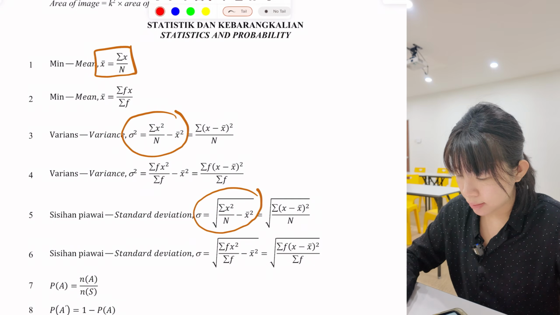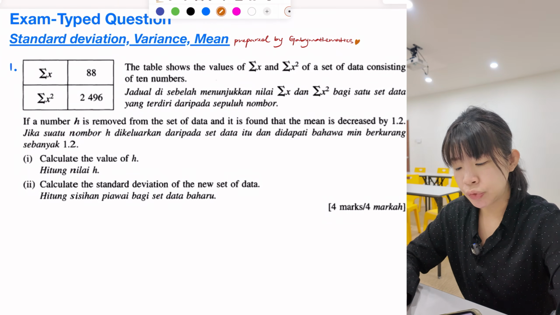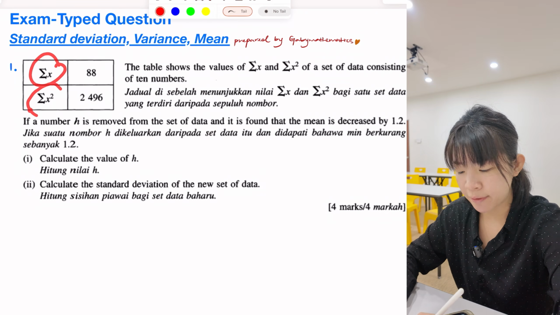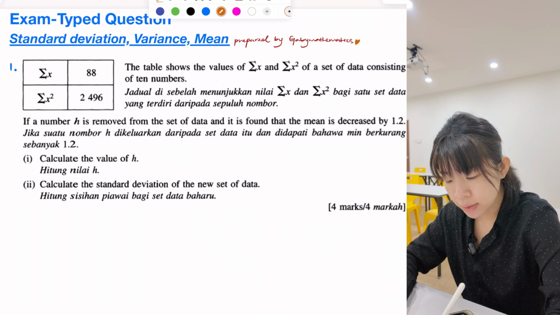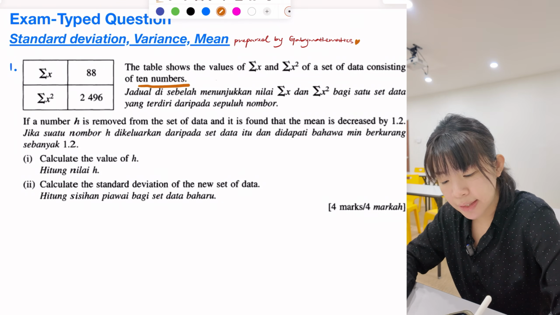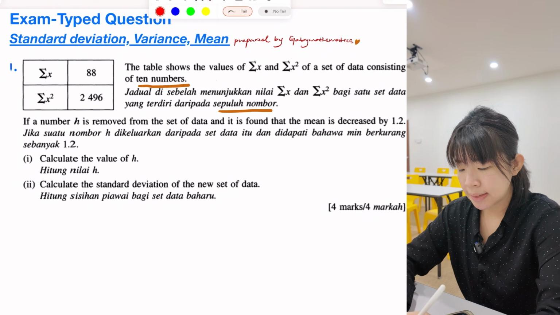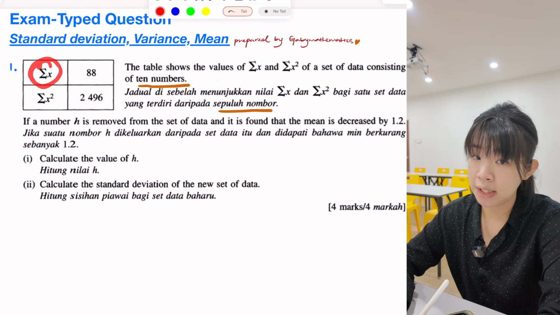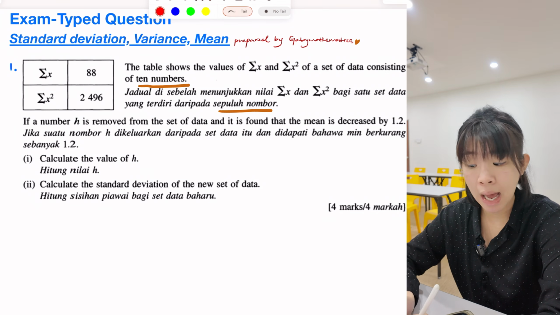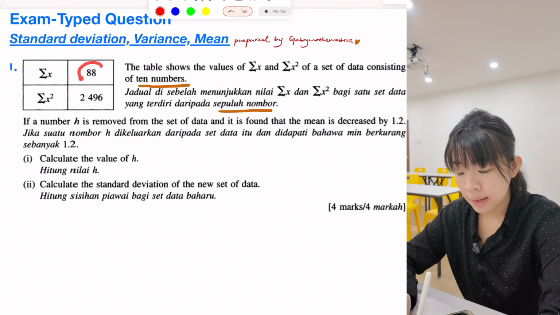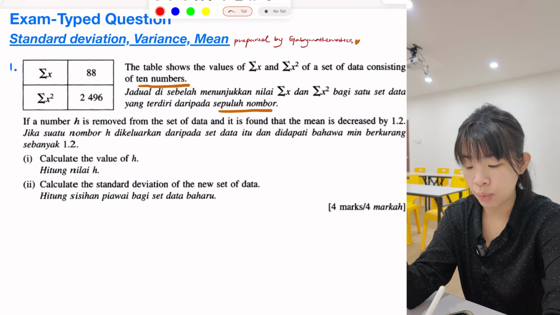So now let's look at the first question. The table shows two values, sum of x and sum of x squared, of a set of data consisting of 10 numbers. It's important to know this 10 numbers. Terdiri daripada 10 nombor. So we have 10 data. What does this sum of x mean? When you see the symbol sigma, it means total, sum, jumlah. So the sum of the data totals 88. We have 10 data, so we add all the 10 data together, then we get 88.